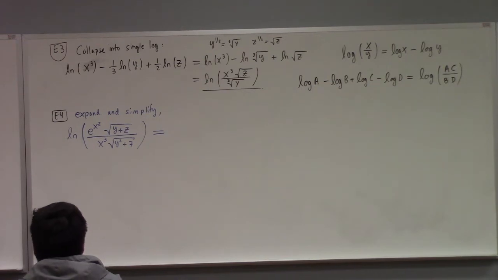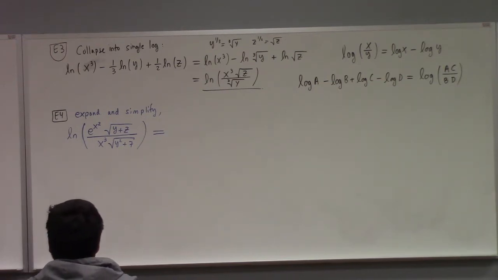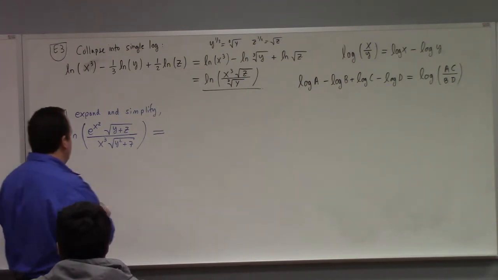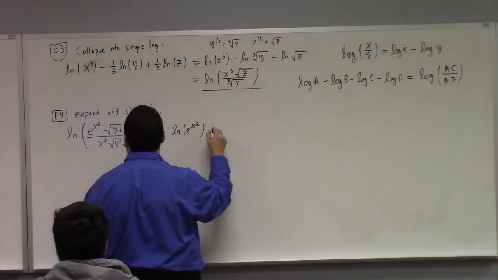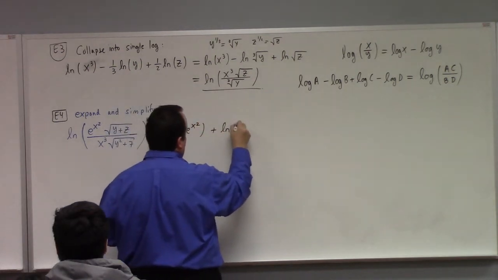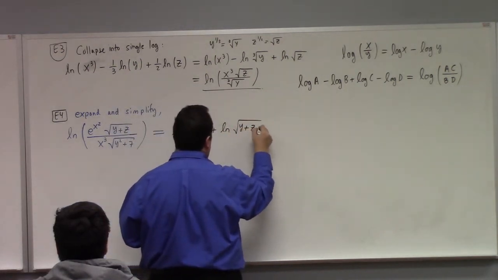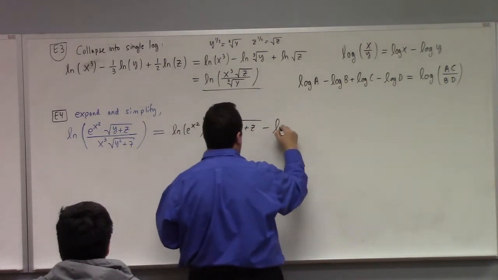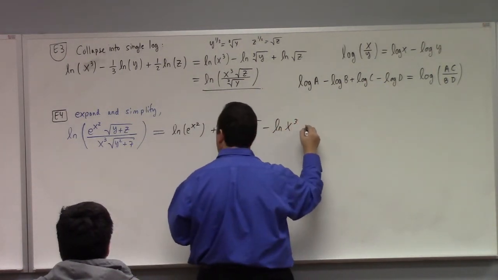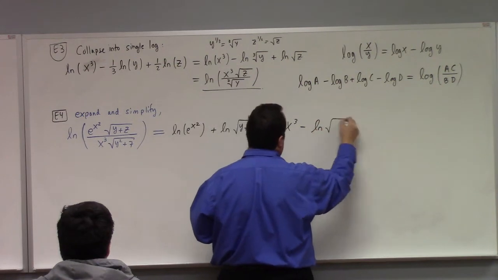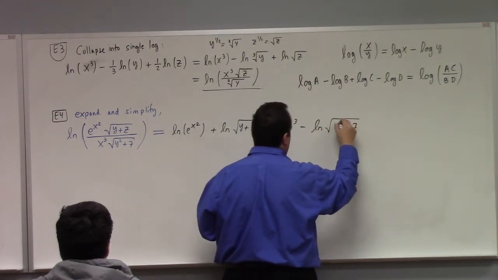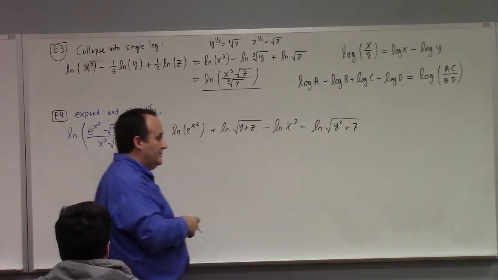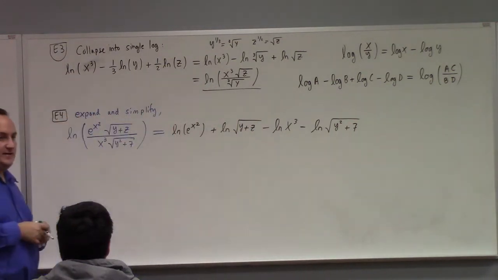Expand and simplify. Log of e to the x squared, okay, plus log of the square root of y plus z, yep, minus log of x cubed minus log of the square root of y squared plus 7. That is an excellent starting point. So that's the start, right? Yep. We can simplify more though, right?